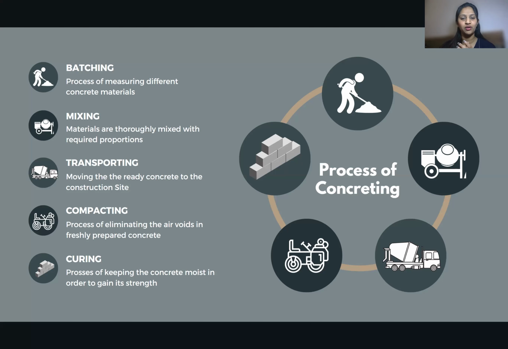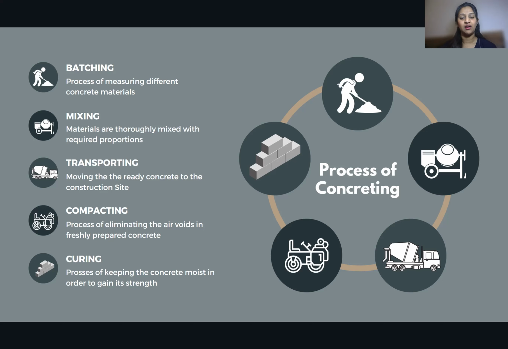So this batching of all of these individual items is called batching, and it is made in two different types. One is volume batching and one more is weight batching. In volume batching, all of the measurements of these materials are taken by volume. On the other hand, in weight batching, the measurements of these materials are taken by weight.